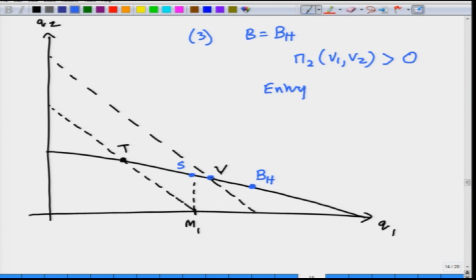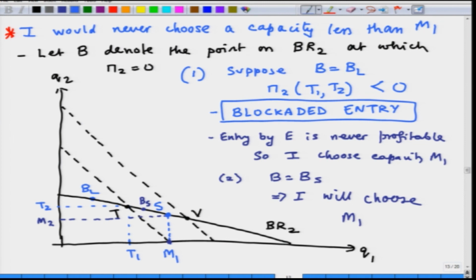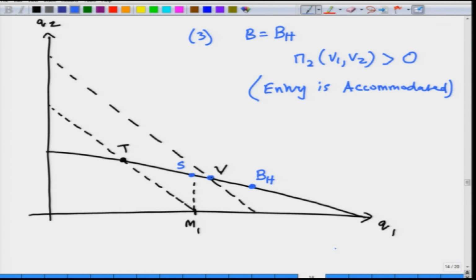So, this is the case where entry is accommodated. We have looked at a case where B is equal to BL and BS, where the incumbent will simply produce the monopoly level of output, and now we have a scenario where deterrence becomes extremely costly. So, the incumbent will want to accommodate entry. We will revisit this again. Thank you.